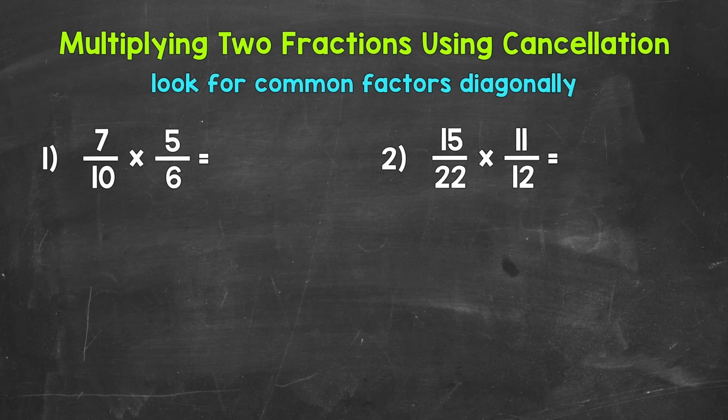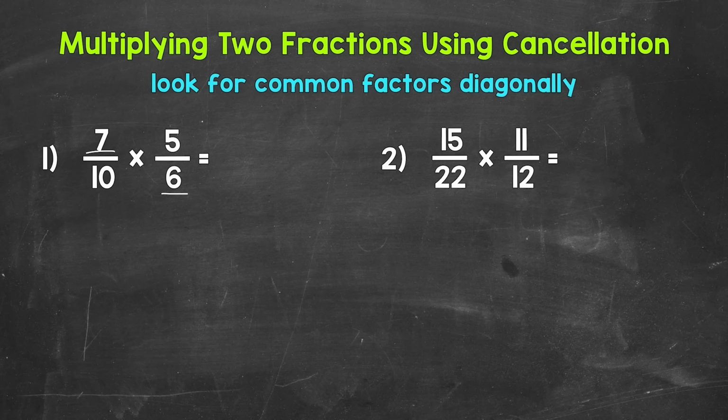Let's jump into our examples, starting with number 1, where we have 7/10 times 5/6. When we use cancellation, again, we need to look to simplify the problem before we multiply. Look for common factors other than 1 diagonally. That way we can divide those numbers by that common factor in order to simplify the problem before multiplying. Think of it like simplifying fractions, but we are looking diagonally. So let's look at 7 and 6 first. Are there any common factors between 7 and 6 other than 1?